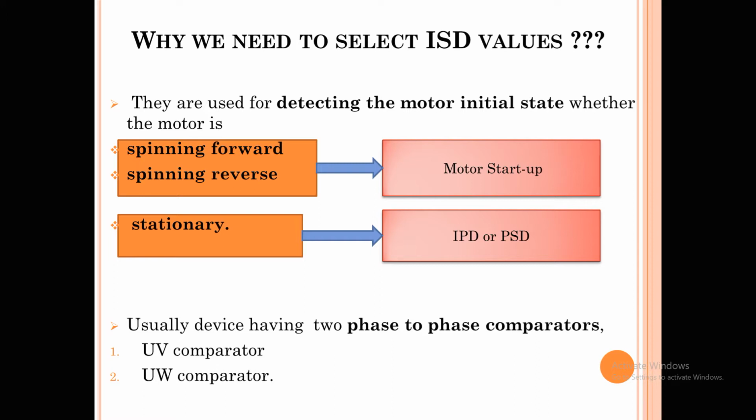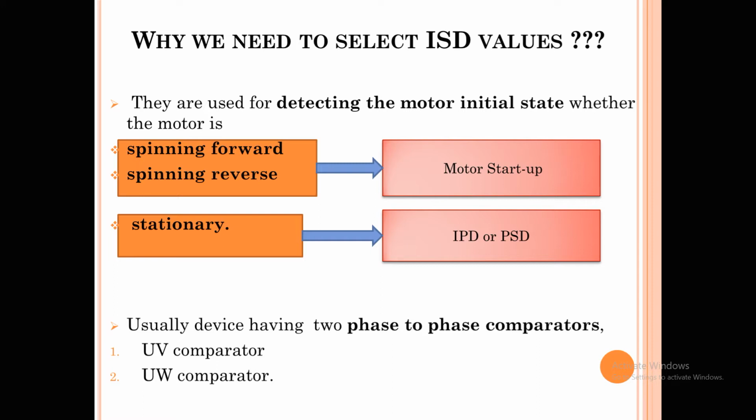So ISD basically stands for initial state detection. It means state detection: whenever the motor starts to operate, we need to find the motor state, which state it is. There are two different states. Either the motor is running, spinning, or it may be in a stationary condition, right?